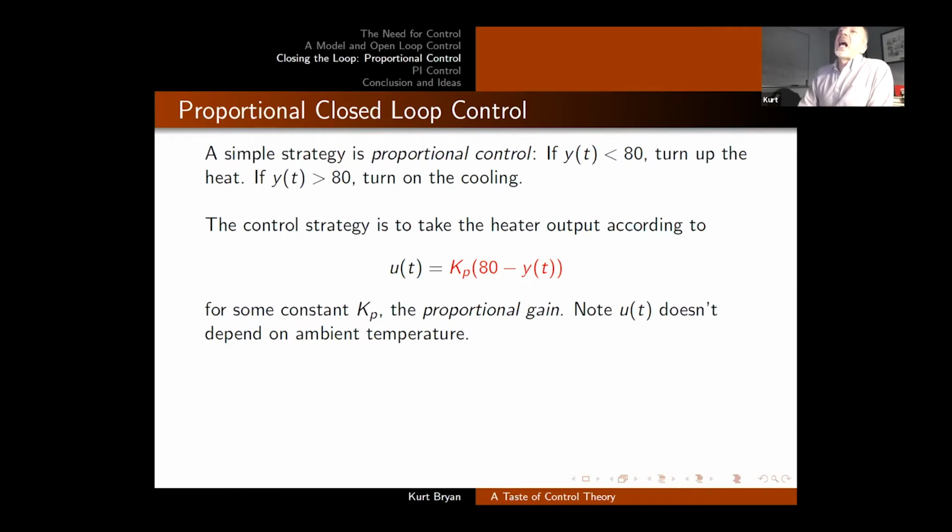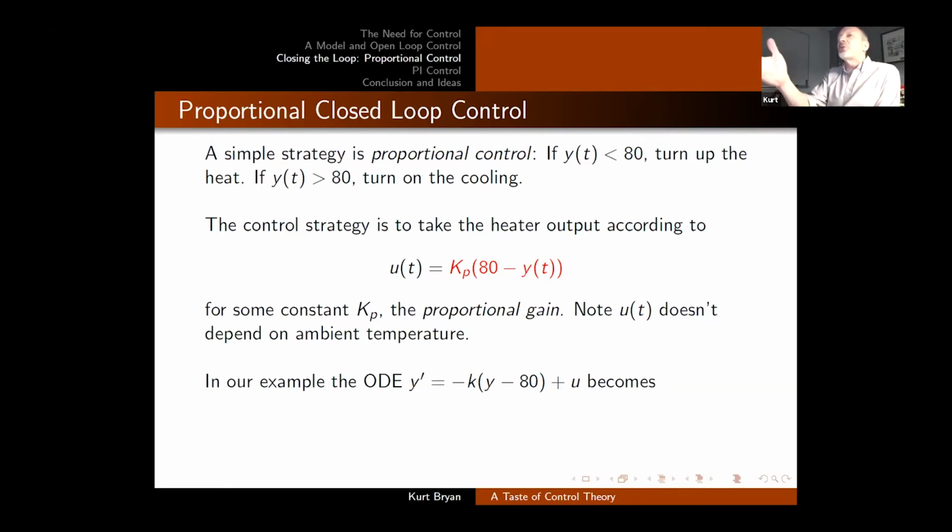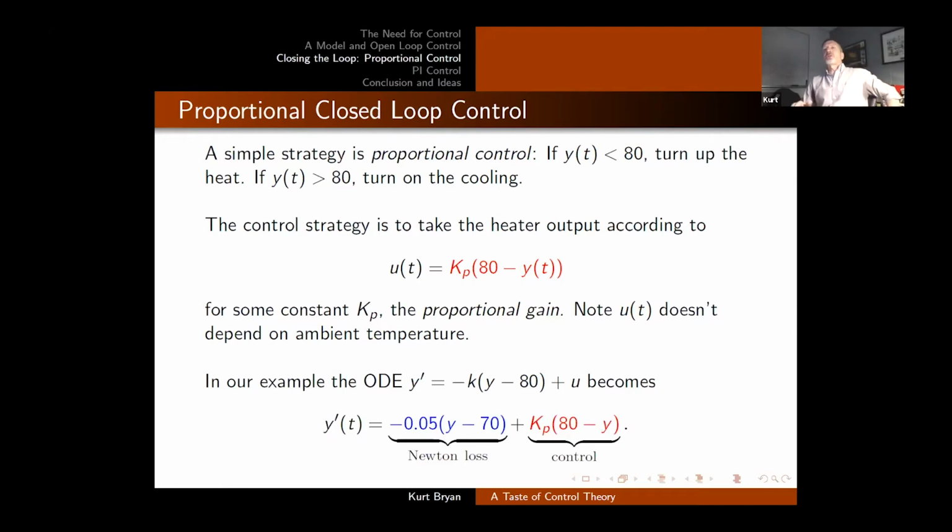Well, here's the ODE with this control function. It looks like y prime equals minus k, Newton's law of cooling. With that control function, when you plug that in, you get a new ODE that's Newton's law of cooling, but with this control function built in. And notice, it's still a simple linear constant coefficient ODE. K_p is a known constant.